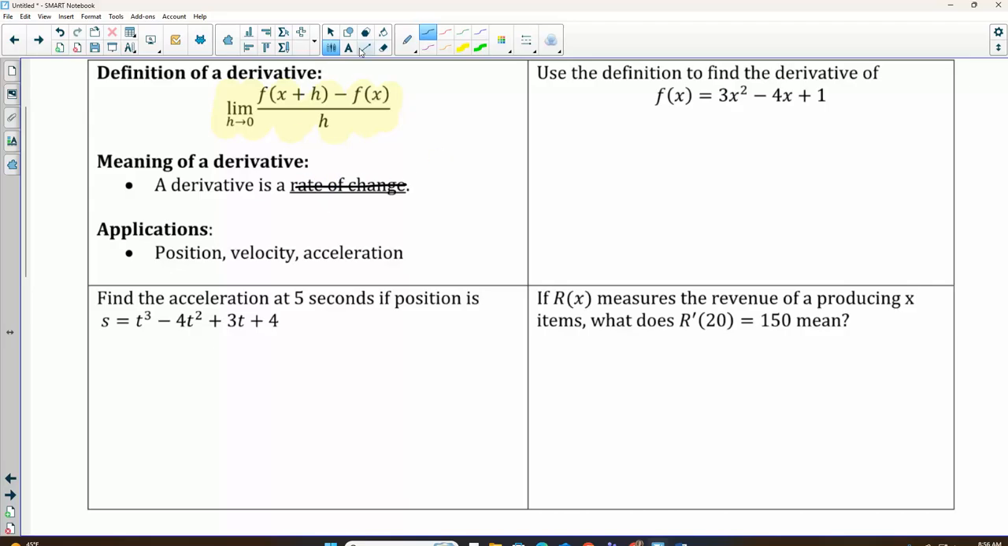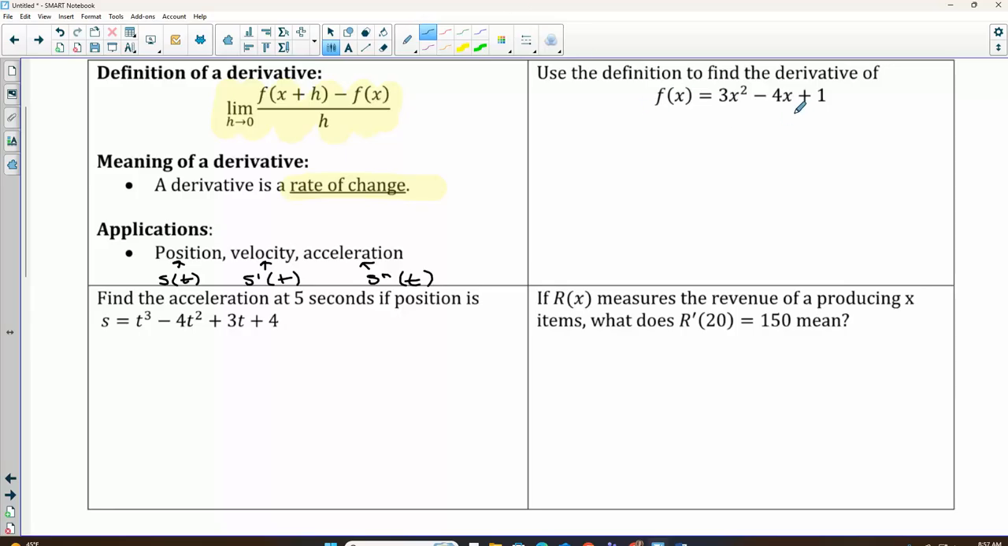In terms of one specific application, we know position is your original equation. Sometimes that's called S. What is velocity? Second derivative. Or the derivative. Yeah. S prime is your velocity, derivative of position is velocity, and acceleration is second derivative. So make sure if I ask you to find velocity or acceleration, you know if you're finding first or second derivative.